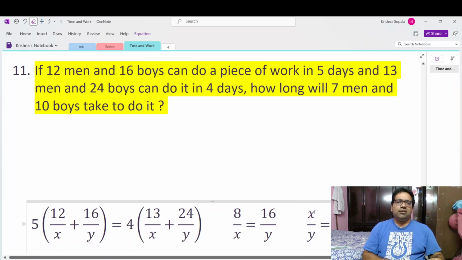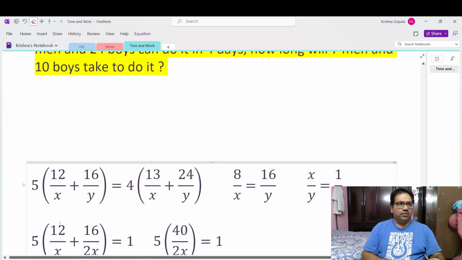So for example, if a man is able to do it in 10 days, that means a boy is able to do it in 20 days. If a man is able to do it in 5 days, that means a boy would be able to do it in 10 days. We know x by y, but we still don't know what is x, what is y. For that, what do we have to do? We'll substitute this in one of these. Okay, we know y equal to 2x, right? If x is 1, y equal to 2. So that's why we know y equal to 2x.